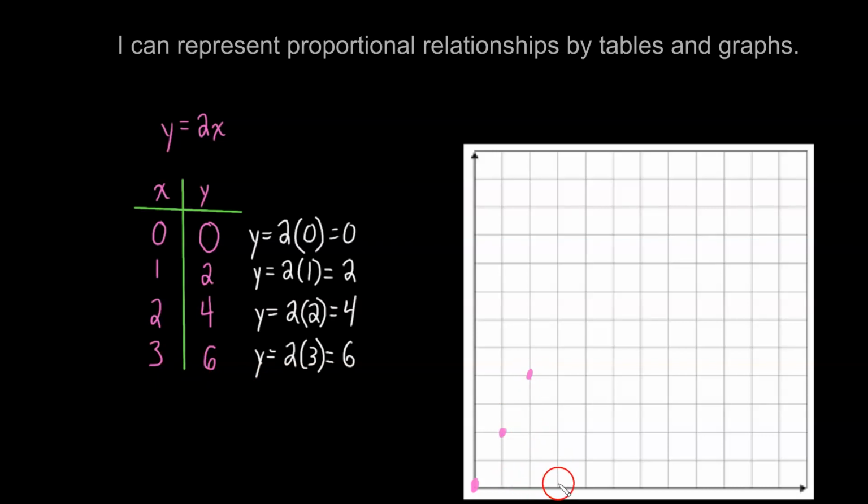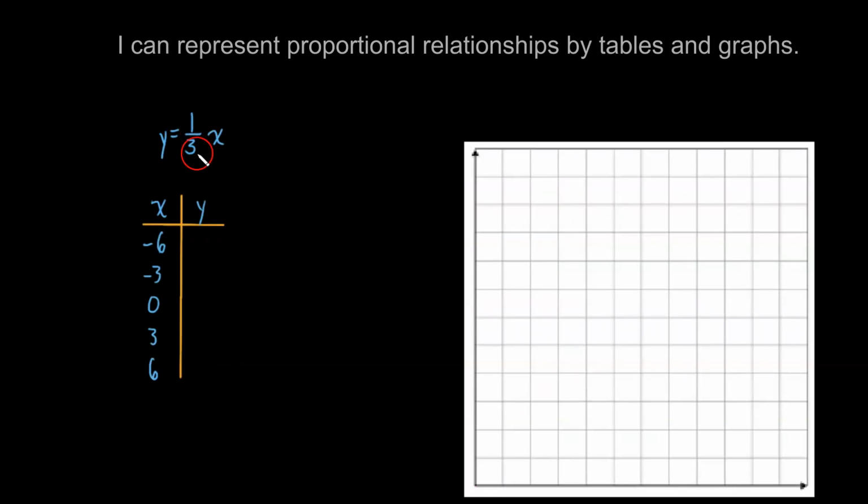So 1, 2, 3 and up 1, 2, 3, 4, 5, 6. So this would be our graph right here. We start at the origin, we go through this, and we would draw our arrow over here. So this would be the graph of this equation, y equals 2x, and we'll keep going on forever and ever and ever. Okay, let's look at one more example.